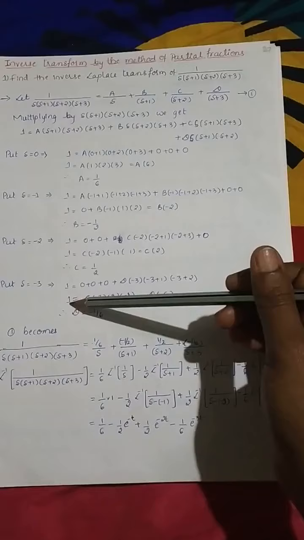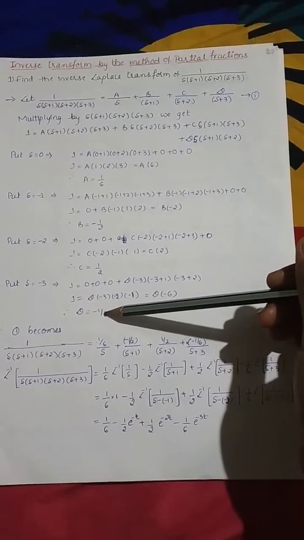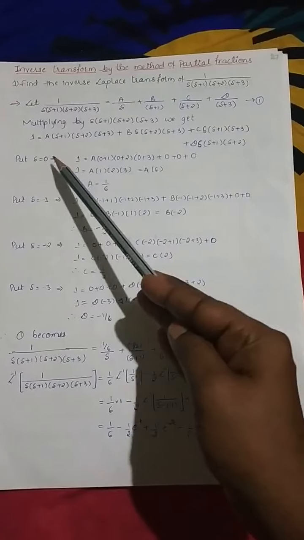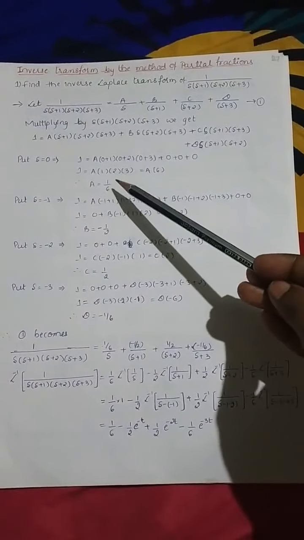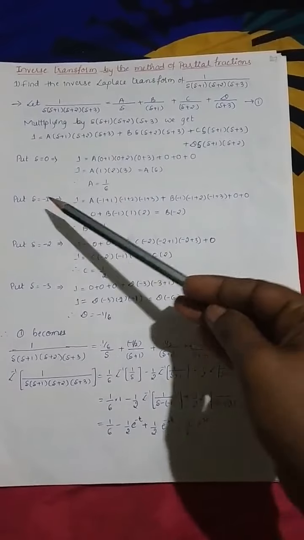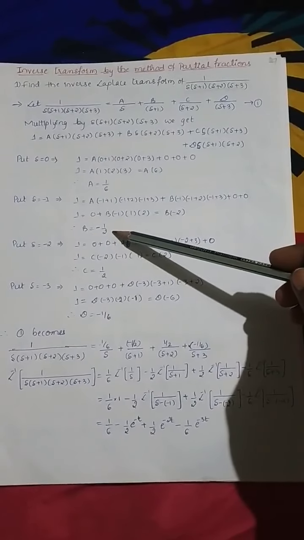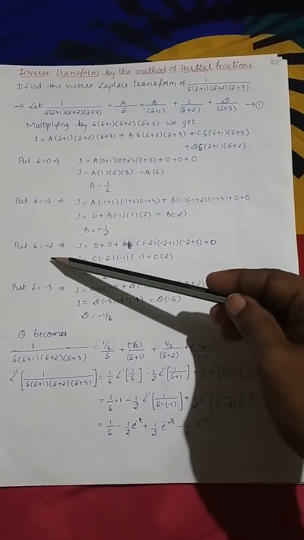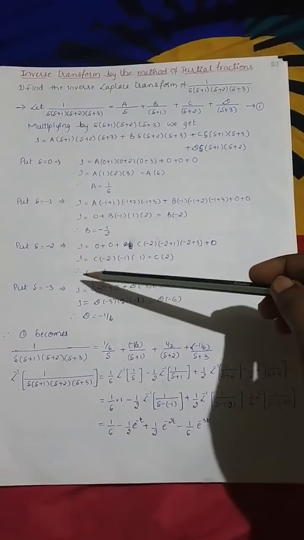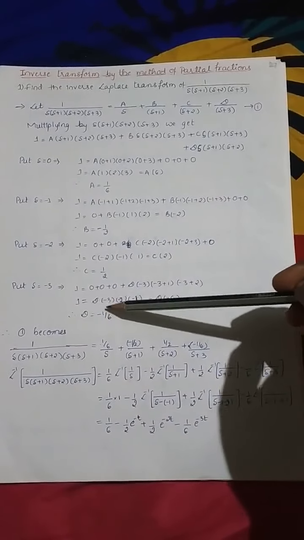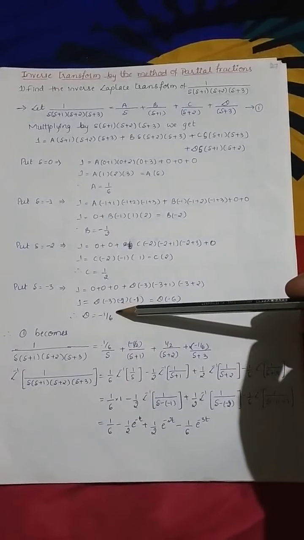Transferring minus 6 to LHS, we are getting d is equals to minus 1 by 6. That is, by putting s equals to 0, we have obtained a is equals to 1 by 6. By putting s equals to minus 1, we have obtained b is equals to minus 1 by 2. By putting s equals to minus 2, we have obtained c equals to 1 by 2. By putting s equals to minus 3, we have obtained d is equals to minus 1 by 6.